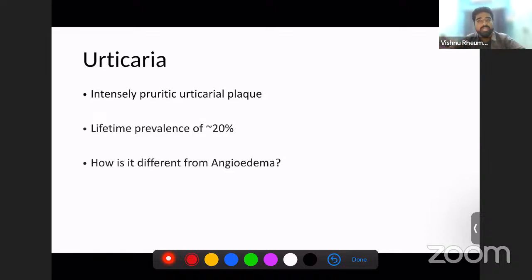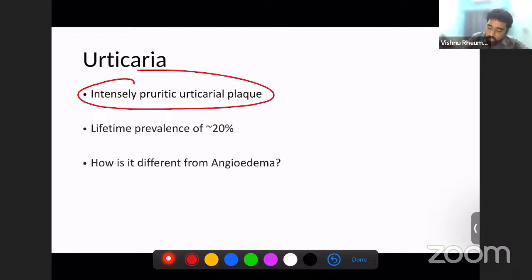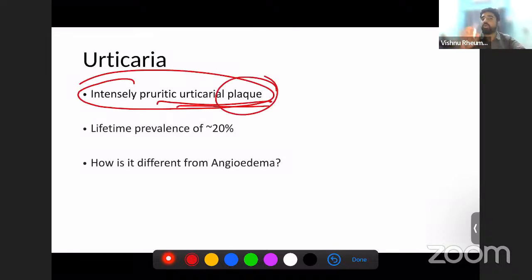It's not exactly a presentation. Something like the formation of wheals is not by itself called urticaria. There can be urticaria without wheals also, but the basic definition is hyperreactivity of the blood vessels to various agents. So it's an intensely pruritic urticarial plaque with or without wheals.